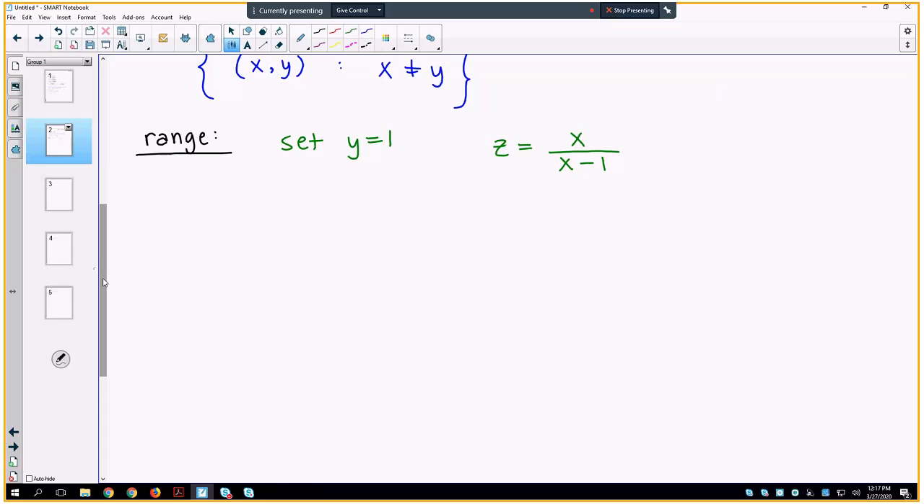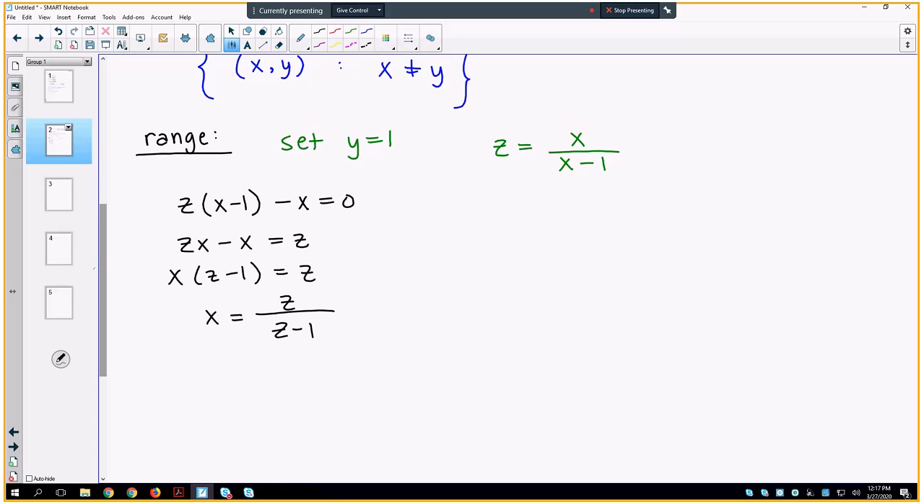All right, so I want to solve this equation, z equals x over x minus 1, for x. So solving it for x, I get z times x minus 1 minus x is equal to 0. So that's zx minus x equal to z. So x times z minus 1 is equal to z, and that gives me x is equal to z over z minus 1. So now I solved it for x.